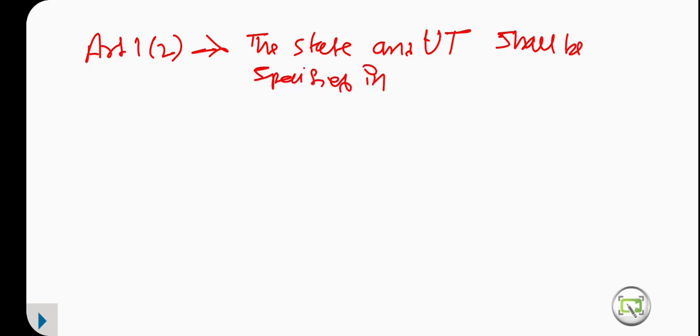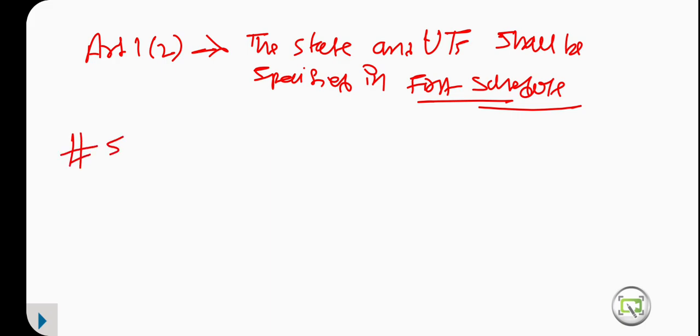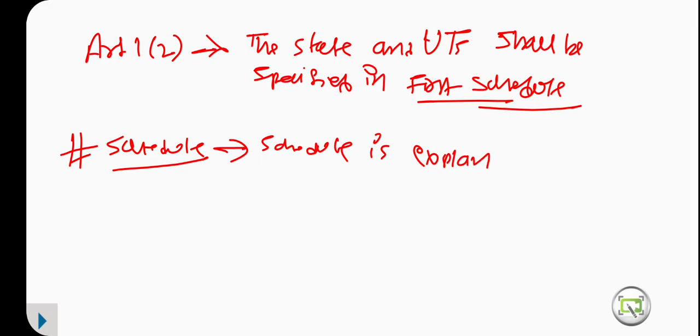So that is what we have studied in Article 1, and now we will study Article 1 Clause 2. If you look at Article 1 Clause 2, you will find that it is written that the states and union territories shall be specified in the first schedule.